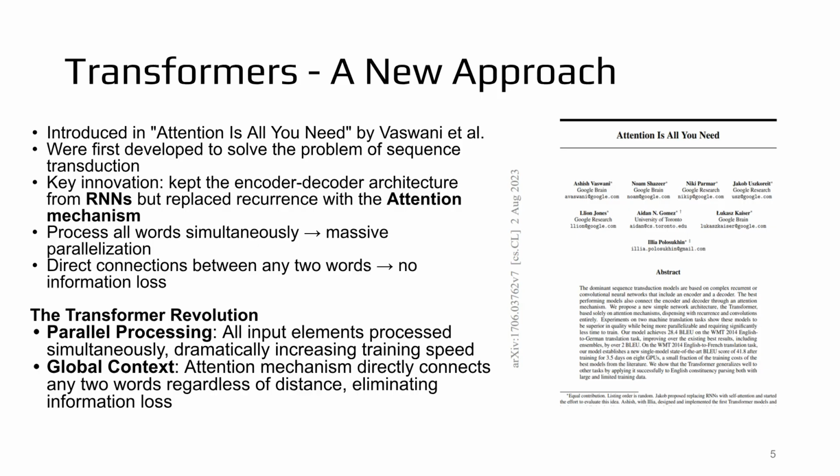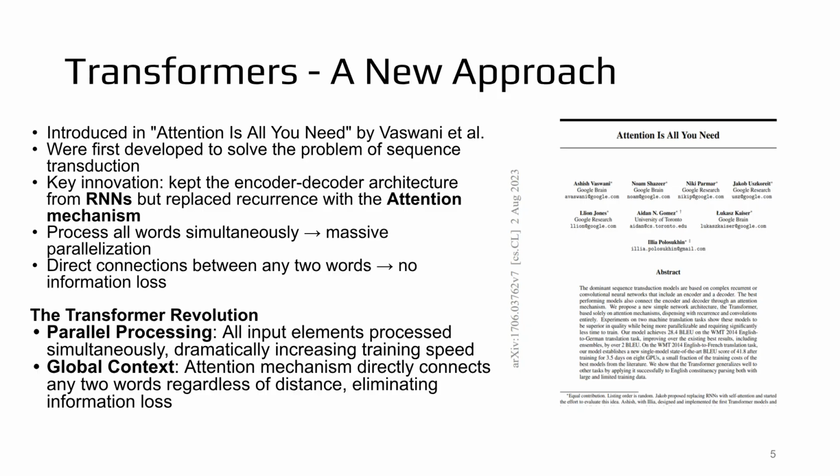Now here's where everything changes. The paper Attention is All You Need by Vaswani and colleagues at Google introduced transformers in 2017. The key innovation was simple but profound. Keep the encoder-decoder structure, but replace recurrence entirely with attention mechanisms.